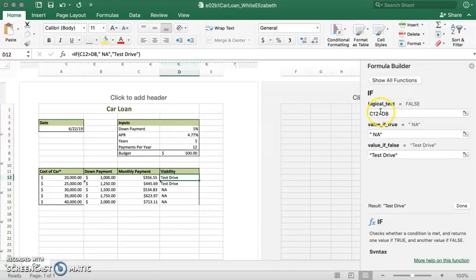So right here, if C12, for example, is larger than D8, which is 500, that means if it's true, then no, and if it's false, then yes, I can test drive. So it is not larger than D8, it is not larger than D8, but then these 3 are larger than D8, meaning they are past my budget.